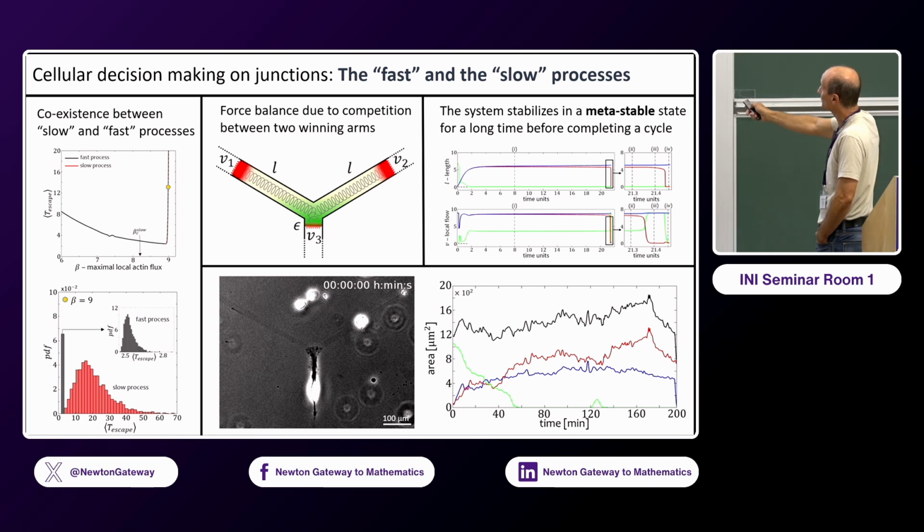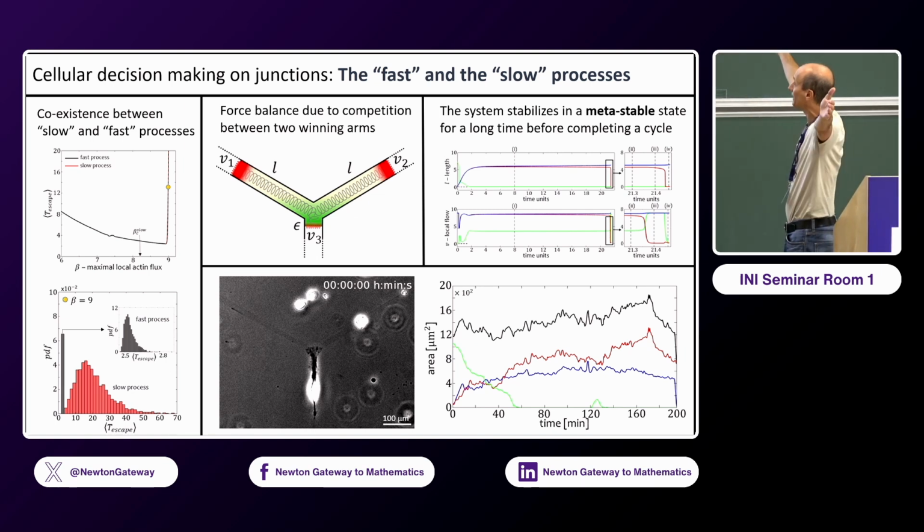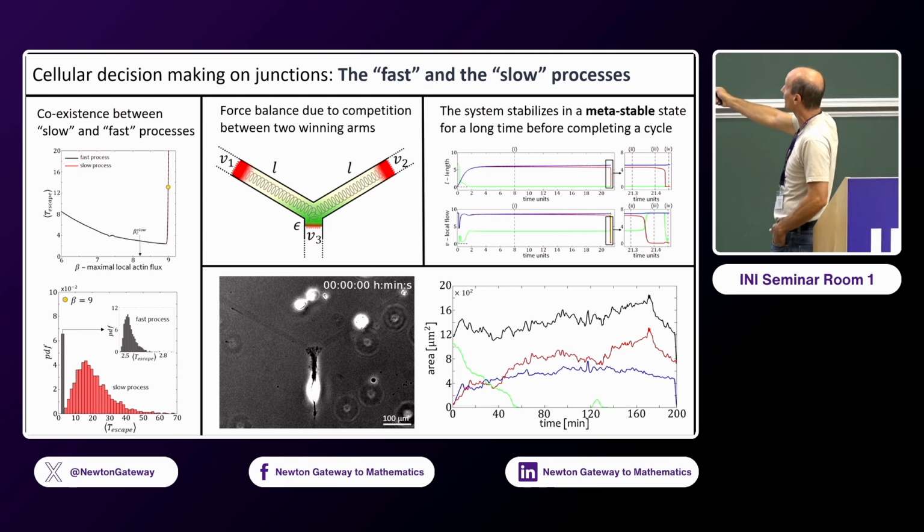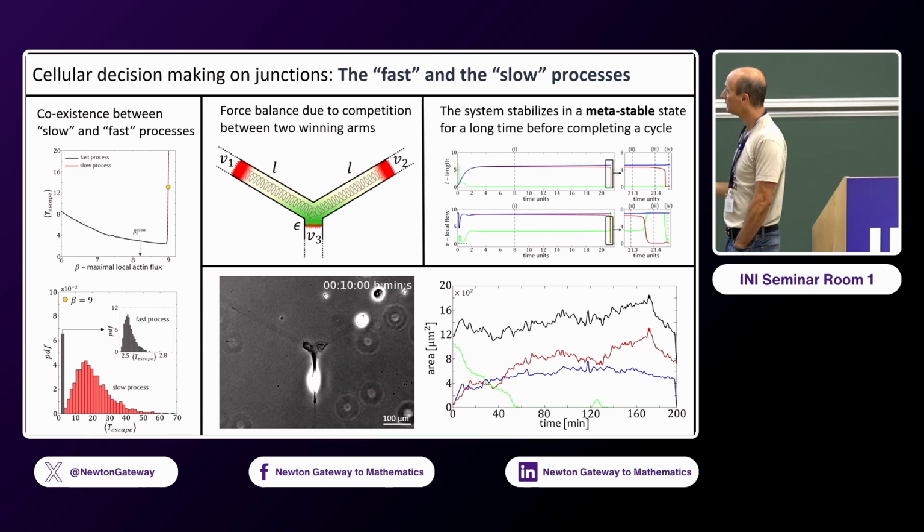You have two new arms which are competing. They're almost at the same length, stuck like that for a long time until there is a small oscillation which breaks this asymmetry and only one of them wins. In the experiment, we saw many such events.